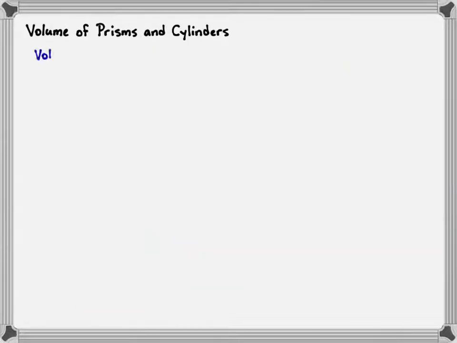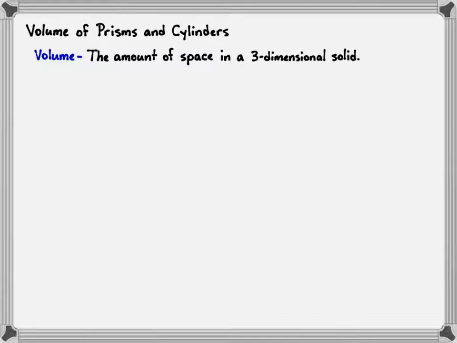Let's go ahead and take a look at what volume is. Go ahead and write this down. The volume is the amount of space in a three-dimensional solid. We said that before, okay? In other words, it's the amount of paint it takes to fill an object. So like if you're going to the hardware store and you need to buy a gallon of paint, the volume is 1 gallon. That's how much paint is inside the can.